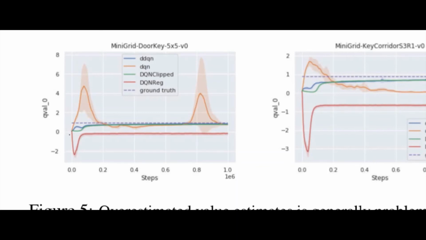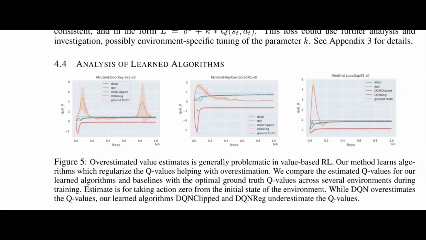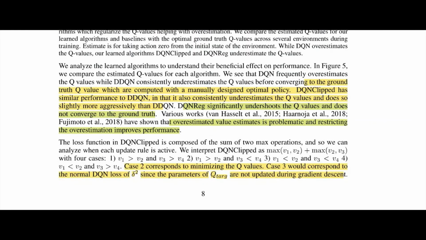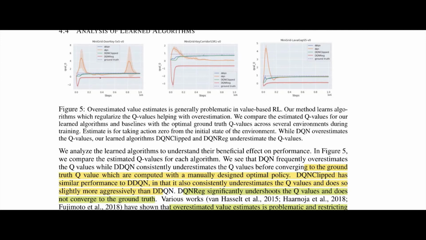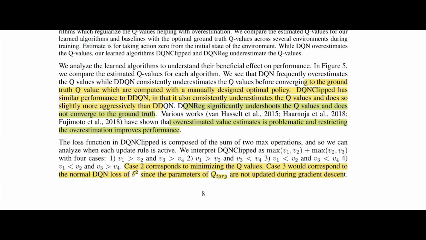So DQN Regression is very pessimistic in the beginning, and even in the end it underestimates the Q values. They say that underestimating is actually good because they point out various research works which show that overestimation is bad and restricting overestimation improves performance. So even if this underestimates the Q value, it is a feature and not a bug.